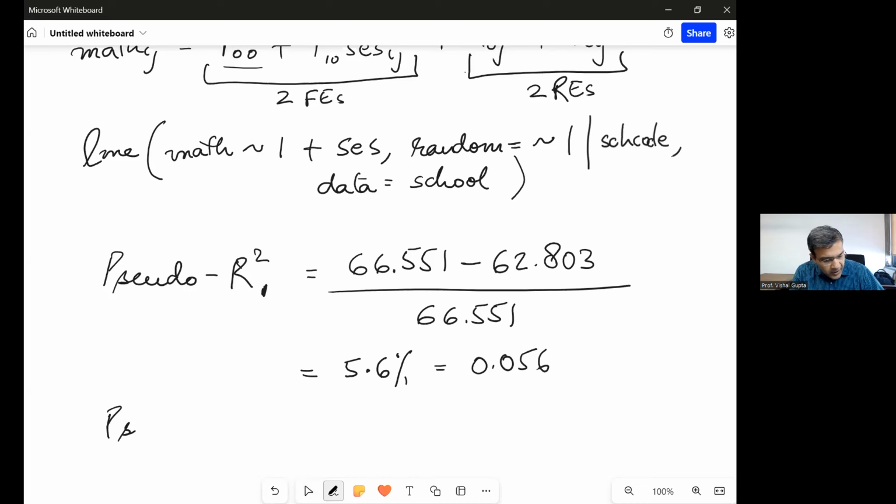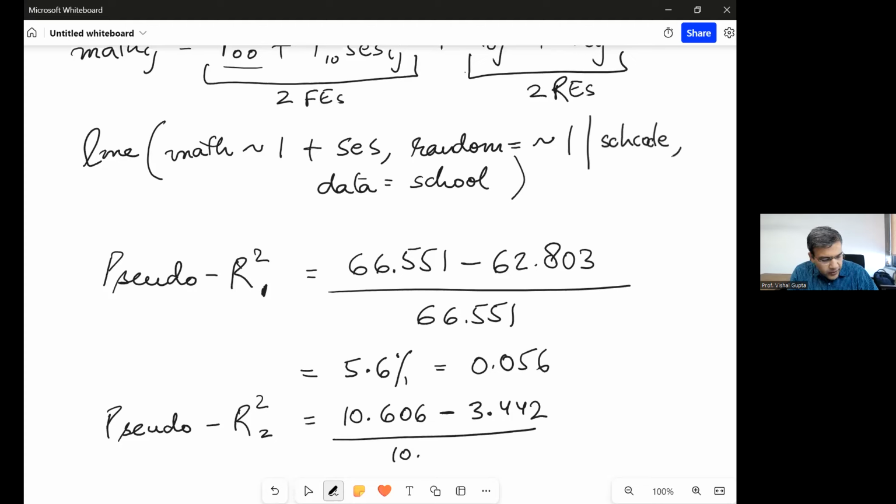Similarly, you get pseudo r square at level 2, which is nothing but 10.606 minus, what is it now? It is 3.442 whole divided by 10.606. This is our formula for pseudo r square at level 2.